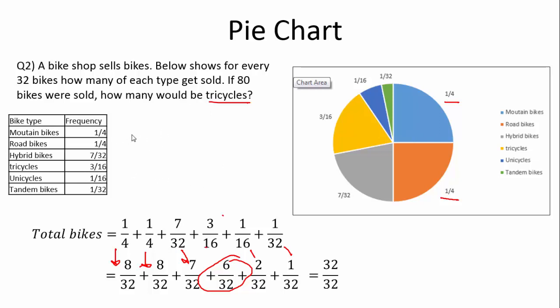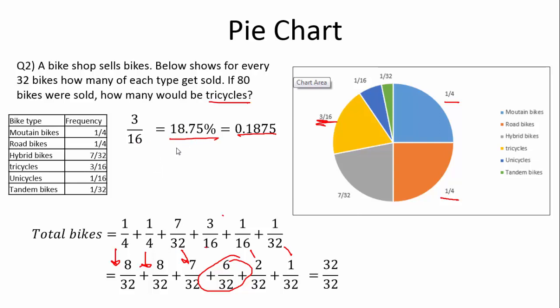Right, so we want to know, if we sold 80 bikes, how many would be tricycles? So we are getting a frequency of 3 over 16. What is another way to work out a frequency on a pie chart? There's our tricycles. We can do that, very fortunately, with percentage. So 3 over 16 is 18.75%. And we know that a percentage is between 0 and 1 if it's not shown as a percentage, and that is 0.1875. So 3 over 16 is 18.75%. If you were to do this in your calculator, that is the percentage you will get.